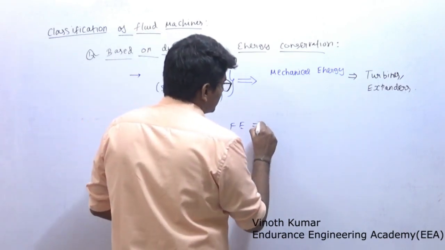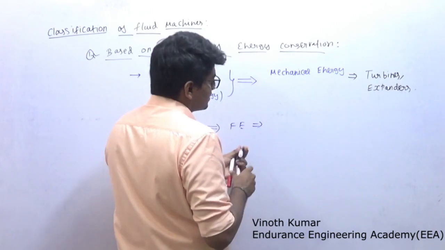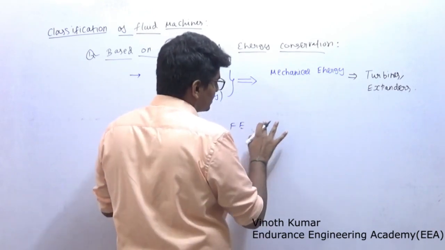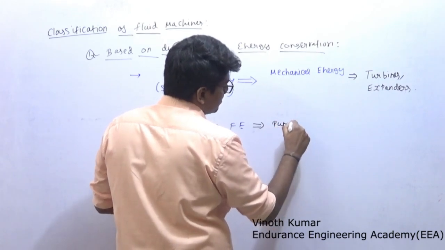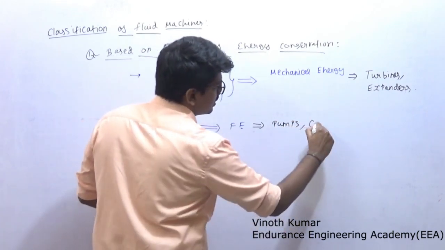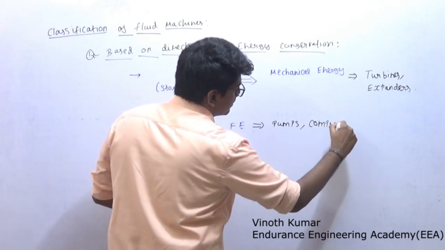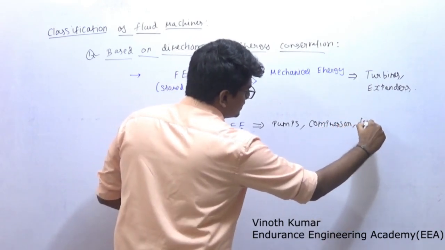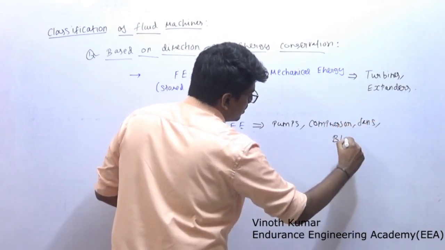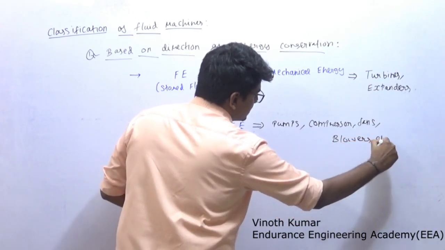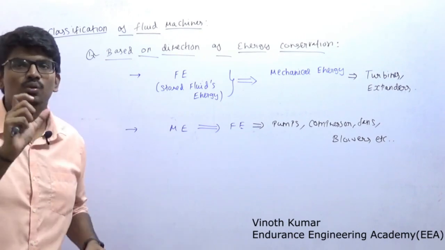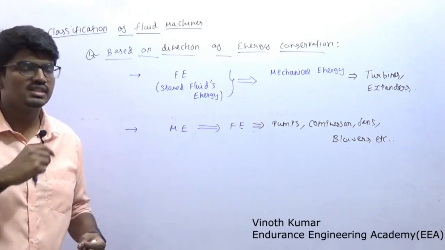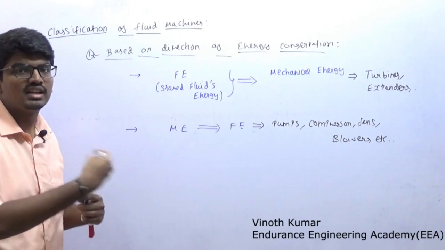Those types of machines. There are some examples for this, such as pumps, compressors, fans, blowers, etc. So how are pumps, compressors, fans and blowers different? We will see that in the next classification.